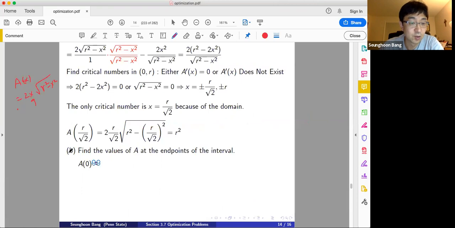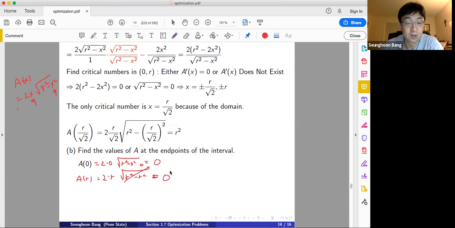Here, you plug 0 into here, 2 times 0 times the square root of r squared minus 0 squared. r squared minus 0 squared is r squared, but 2 times 0 times r is 0. So next, A of r. You plug r into x again here. A of r is 2 times r times the square root of r squared minus r squared. r squared minus r squared is only 0. 0 times 2r is 0.